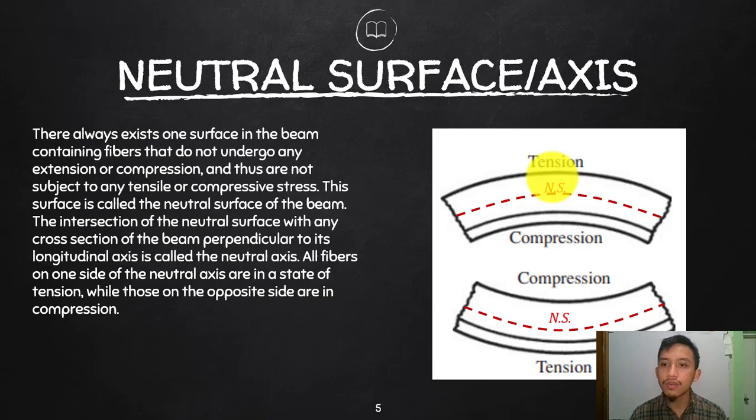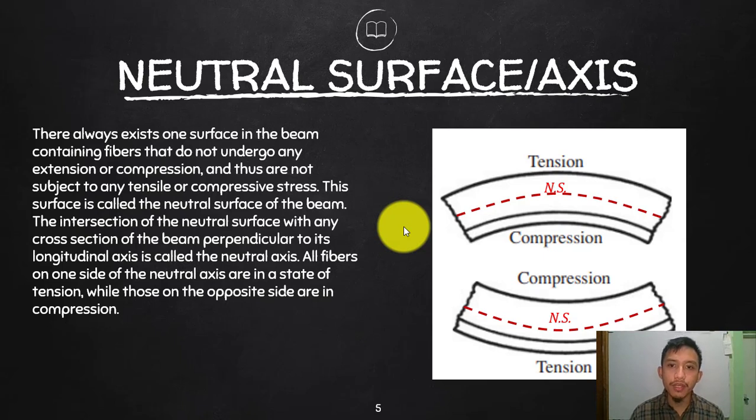As we go away from the neutral surface, the tension will be increasing. Same thing, as we go away from the neutral surface, the compression will be increasing. The compressive stress and the tensile stress will be increasing, and the relationship, or the formula for that, will be derived later on in the succeeding slides. So that's why this is a variable stress.